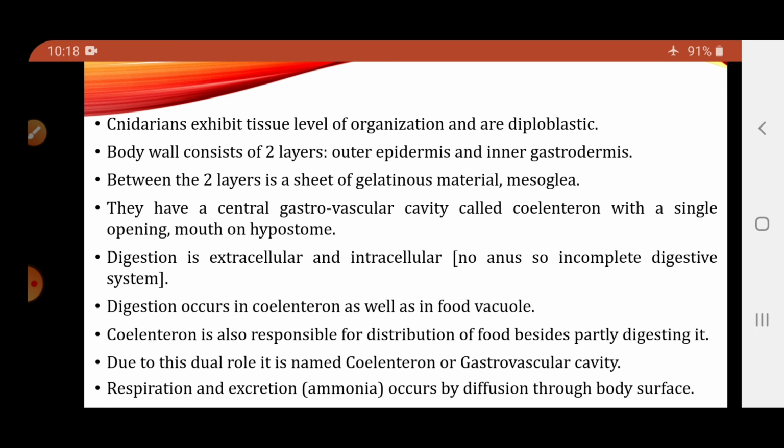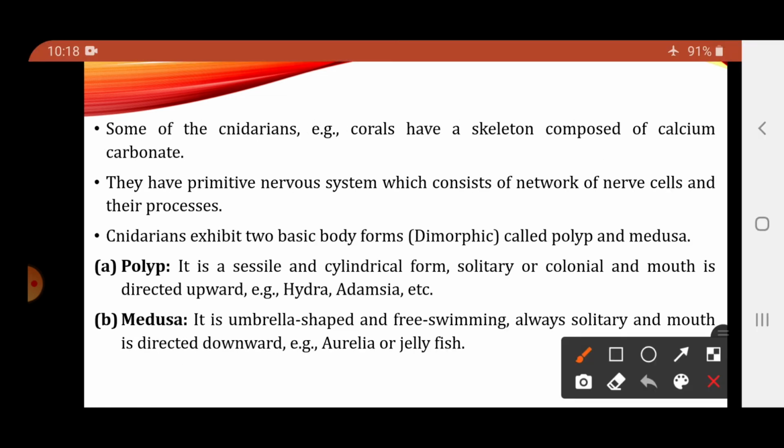Now here also there are no respiratory and excretory organs. Exchange of gases and removal of waste material will happen through the body surface. And which waste material do they remove? Ammonia. Now, a very important property of the cnidarians: some cnidarians like corals have a skeleton which is composed of calcium carbonate. They have a primitive nervous system, primitive meaning not well developed.